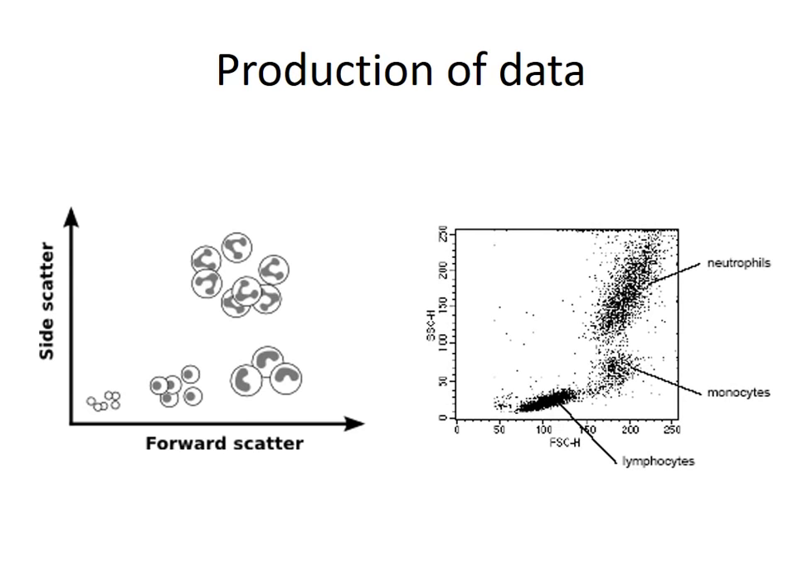So they have high forward scatter, but low side scatter. Okay? Whereas we know neutrophils are A, big, and B, have a complex internal cytoplasm. So they have high side scatter and high forward scatter. And that's how you can use the very basics of flow cytometer to identify certain cell populations.